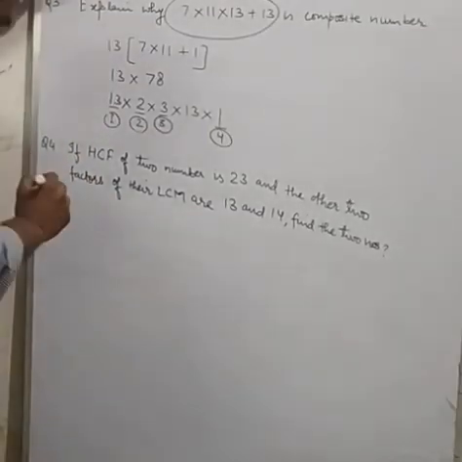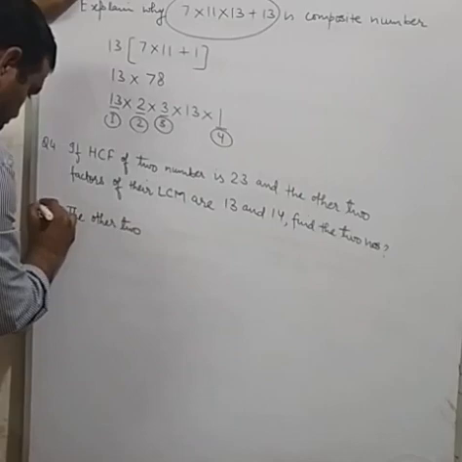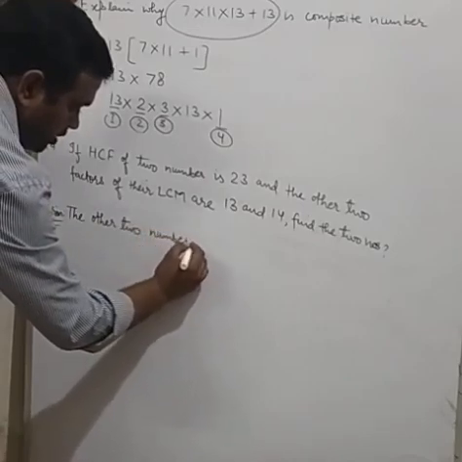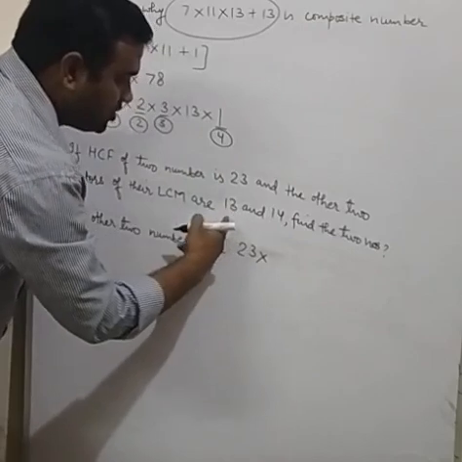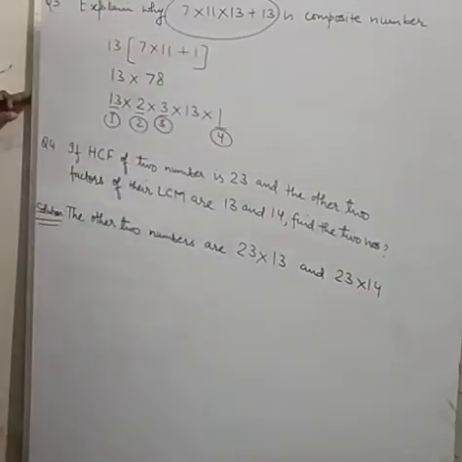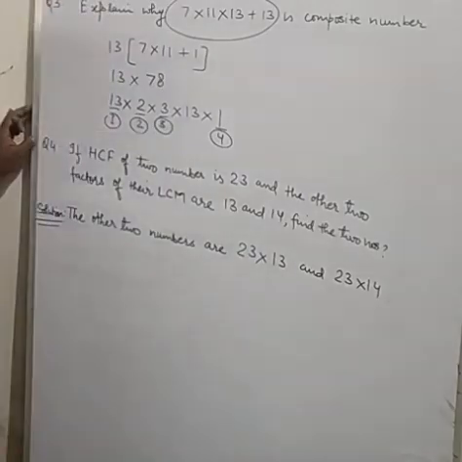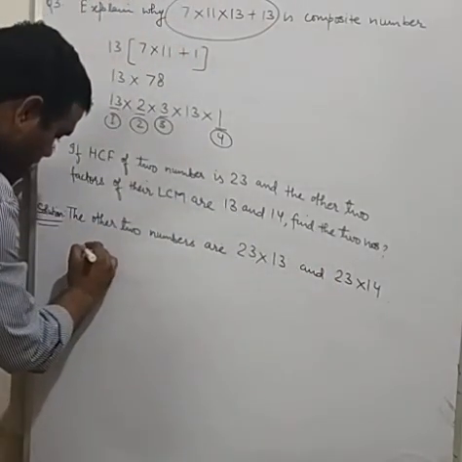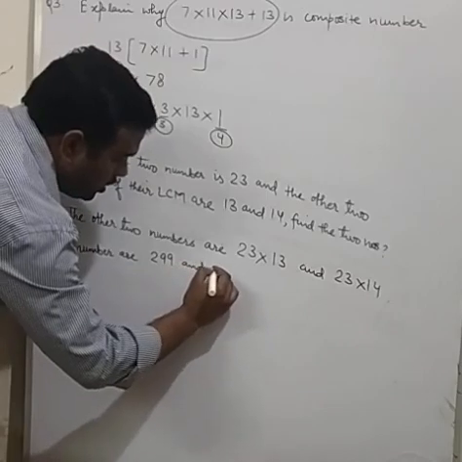So the solution is, the other two numbers are this LCF common into the first factor of the LCM, and 23 into 14. So this will give me 299, and this will give me 322. So the numbers are 299 and 322.